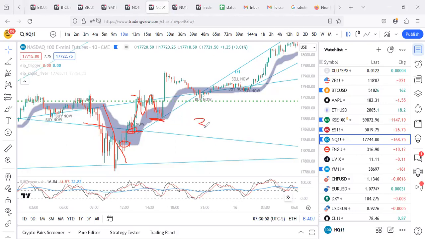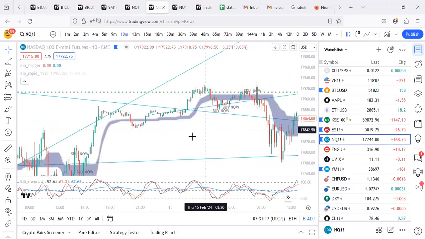And it was right at the end of the session, 3:30 p.m. New York. We bought over here, and then we got the big pump. Took profit over here, then you could have bought over here again and have taken it again to the upside.